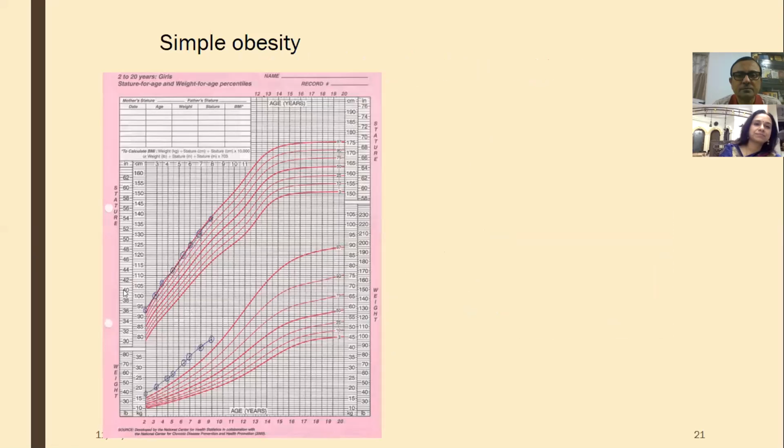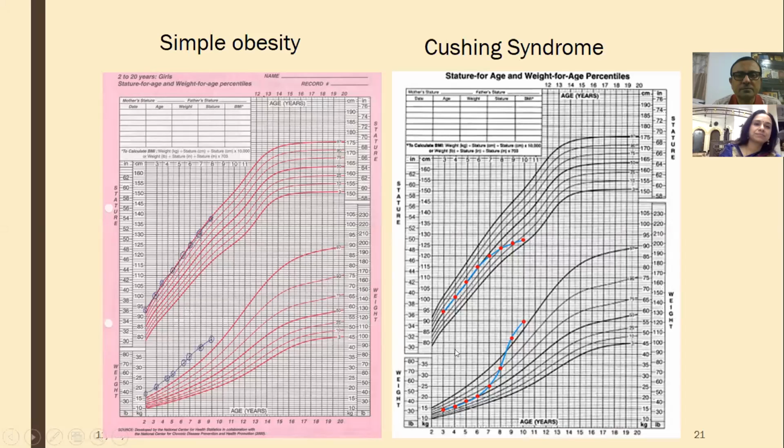So this kind of a growth chart, where you see this is the weight and this is the height. The height along the 97th centile and weight beyond the 97th centile typically shows a child with simple obesity. Whereas if you look at this growth chart, this is the chart of a child with Cushing syndrome who was earlier having his weight along the 50th centile and height also along the 50th centile.